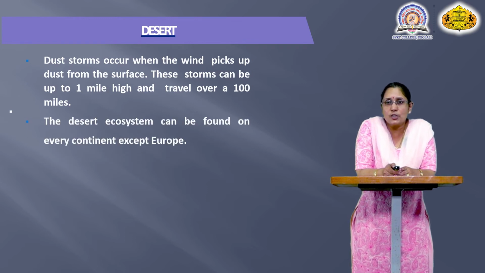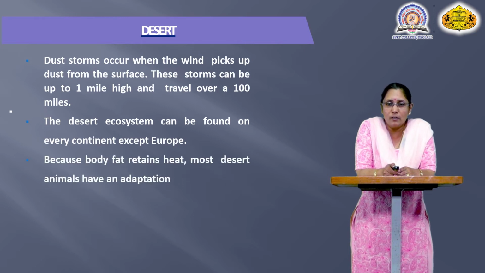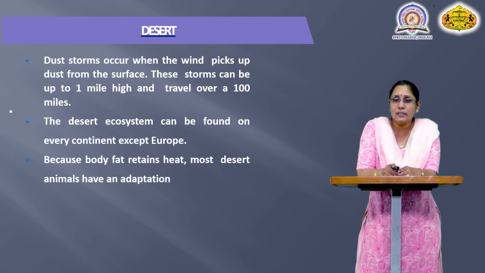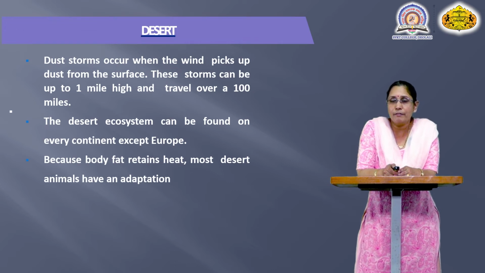Then the dust storm is also one of the big problems, or one of nature's properties we can say, which we can experience in this particular area of the desert. Dust storms occur when the wind picks up dust from the surface. So this is the feature related to the dust storm. Its intensity is given here. So what is its intensity? It can be up to 1 mile high and travel over 100 miles. This is the feature or property of that particular dust storm.